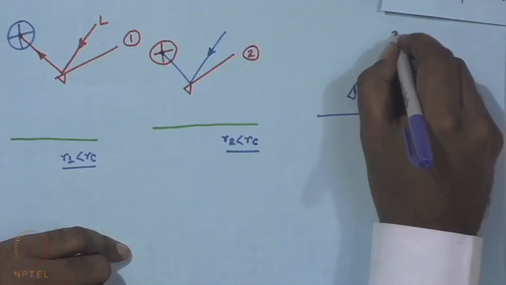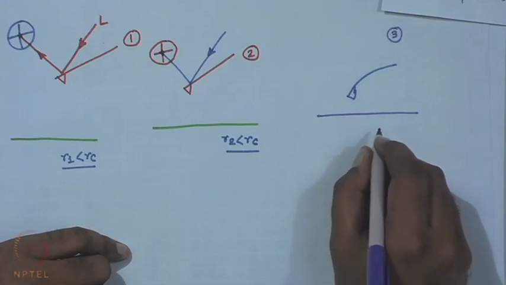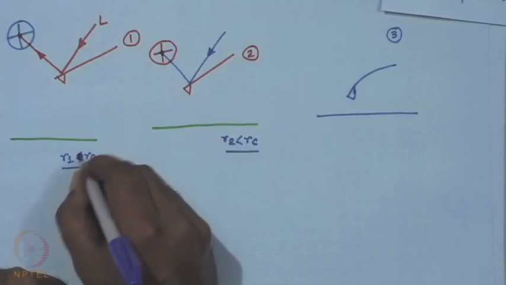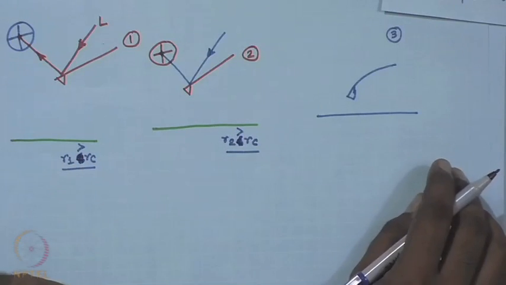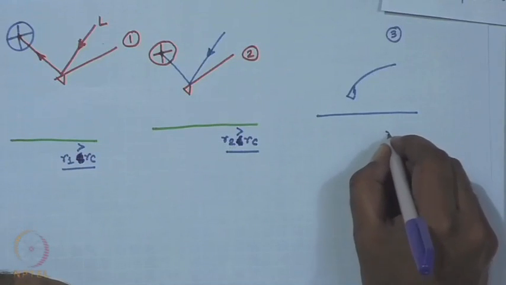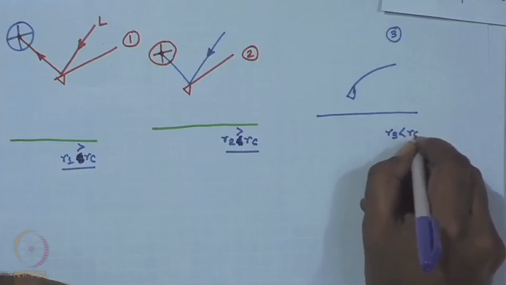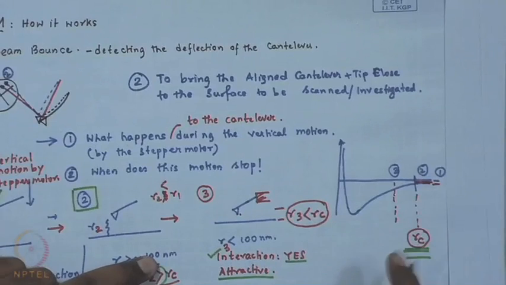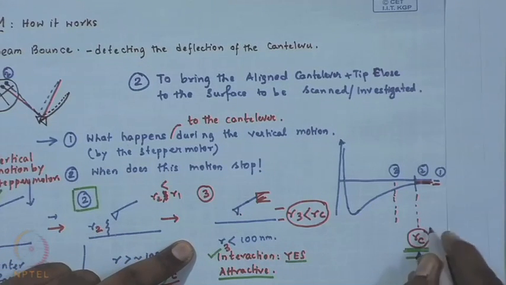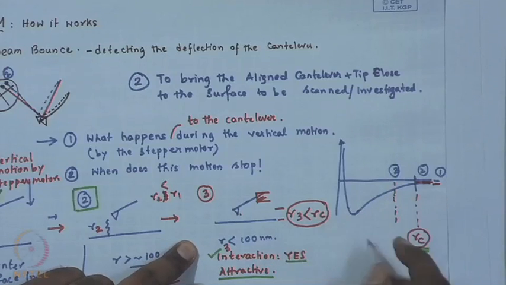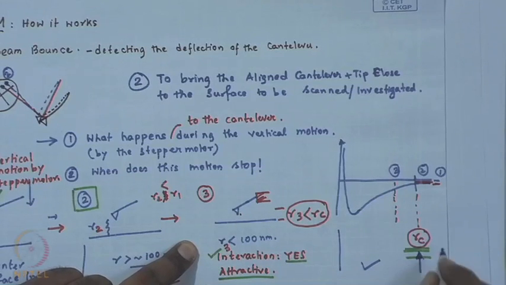where, I am sorry, R1 is greater than RC, R2 is greater than RC, okay. But R3 is now less than RC, and what is RC we are talking about? RC is this critical location on the force curve we are talking about, below which there is active interaction, beyond which there is no interaction.